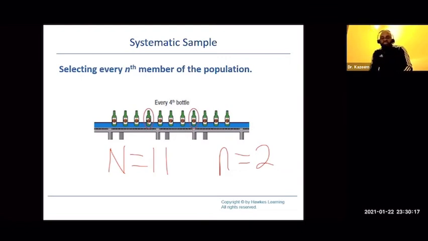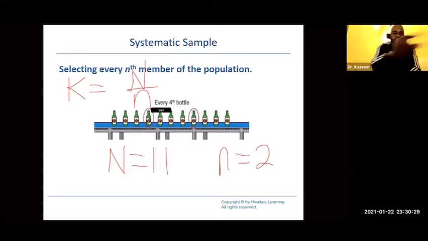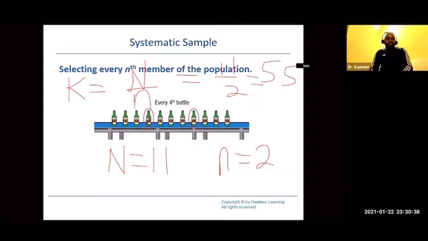Using a systematic sampling, I need to obtain a sampling interval K, which is going to be the population size divided by the sample size. So in this case, it's going to be 11 over 2, and 11 over 2 is 5.5. So my K is 5.5, which is the sampling interval.